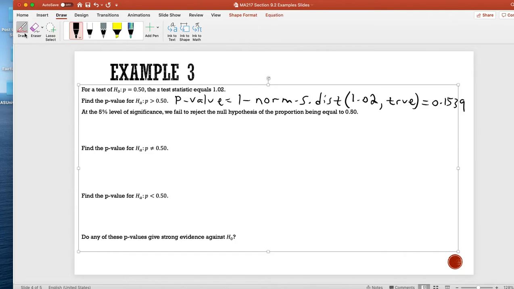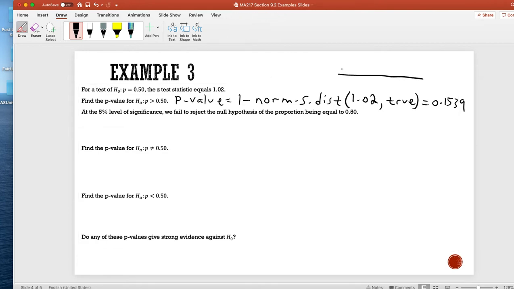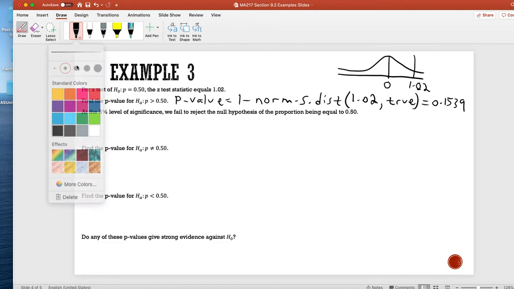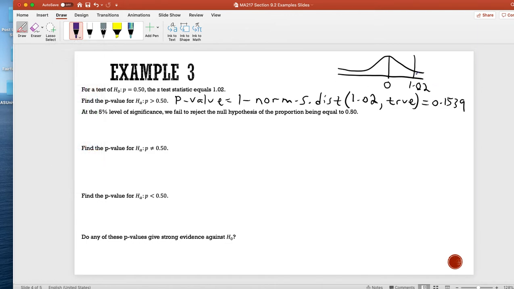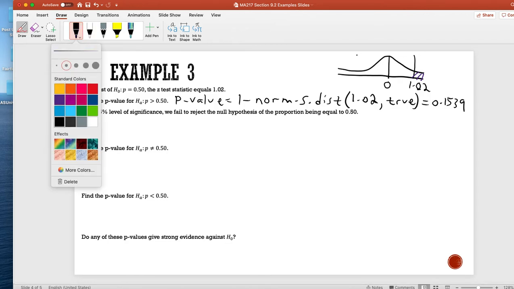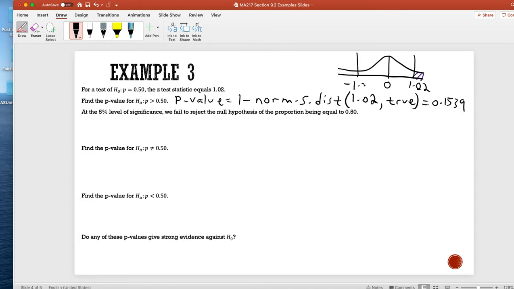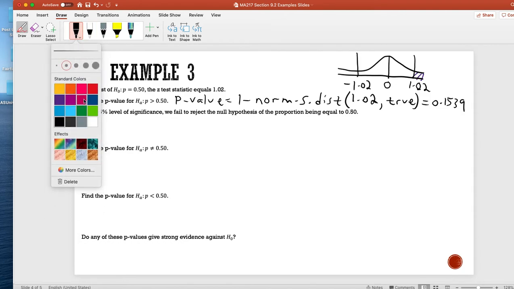The second part of this wants to find the p-value for an alternative hypothesis where p is not equal to 0.50. So if we need a very quick drawing of this, I'm going to use the z-score one just because it's slightly easier to see here. We were given a value of 1.02. This first question dealt with just this area right here. And the second one wants the area also to the left of negative 1.02, since this is a not equal to relationship.